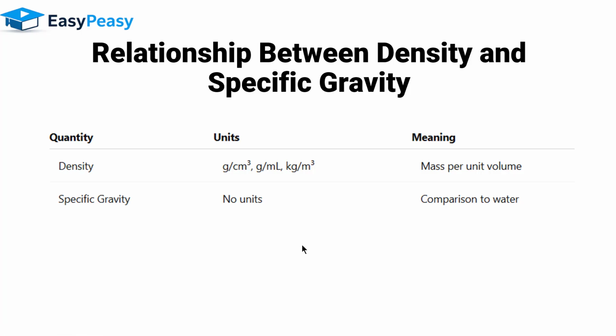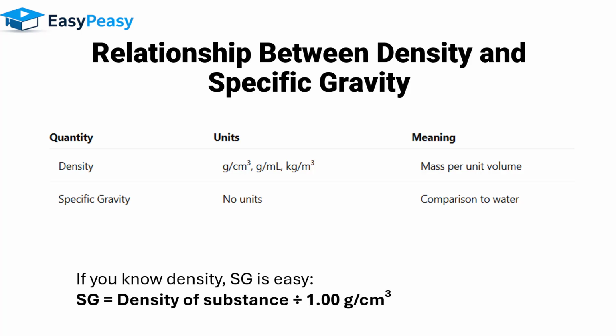In density, it's a broad category. You can compare oil with honey or honey with ethyl alcohol. In specific gravity, you can only compare anything, either solid or liquid, with water. So if you know the density of any substance, the specific gravity is very easy because you just need to divide it by 1 and you have the same answer.